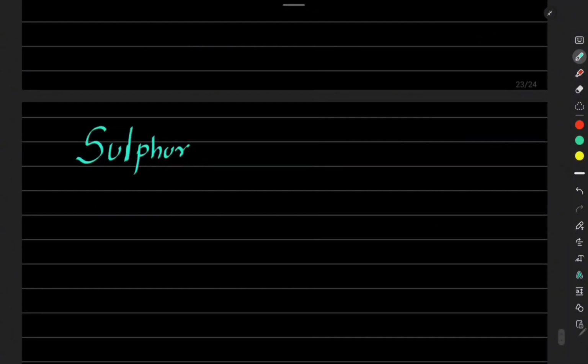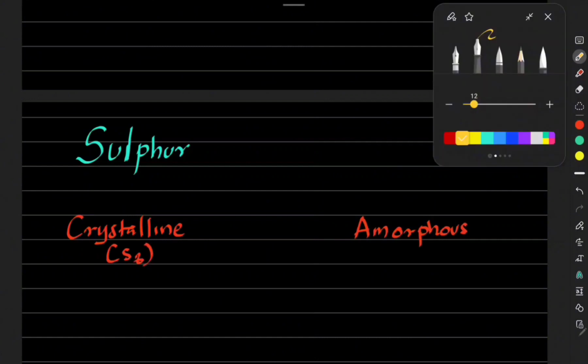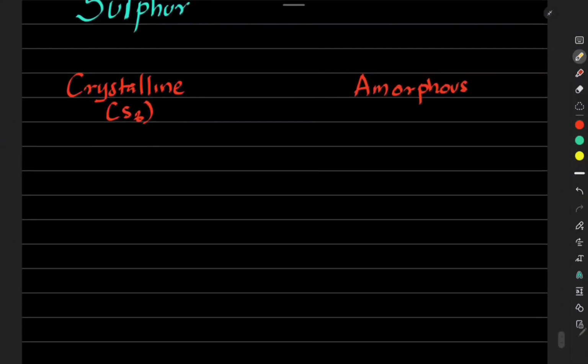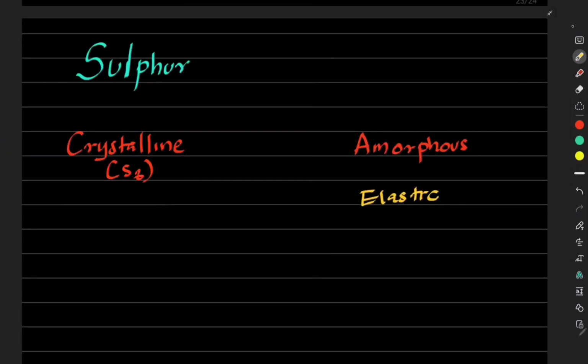Sulfur. Sulfur can be classified into two groups: crystalline sulfur and amorphous sulfur. Crystalline sulfurs are S8 sulfurs. Amorphous sulfurs are large, thick sulfurs.